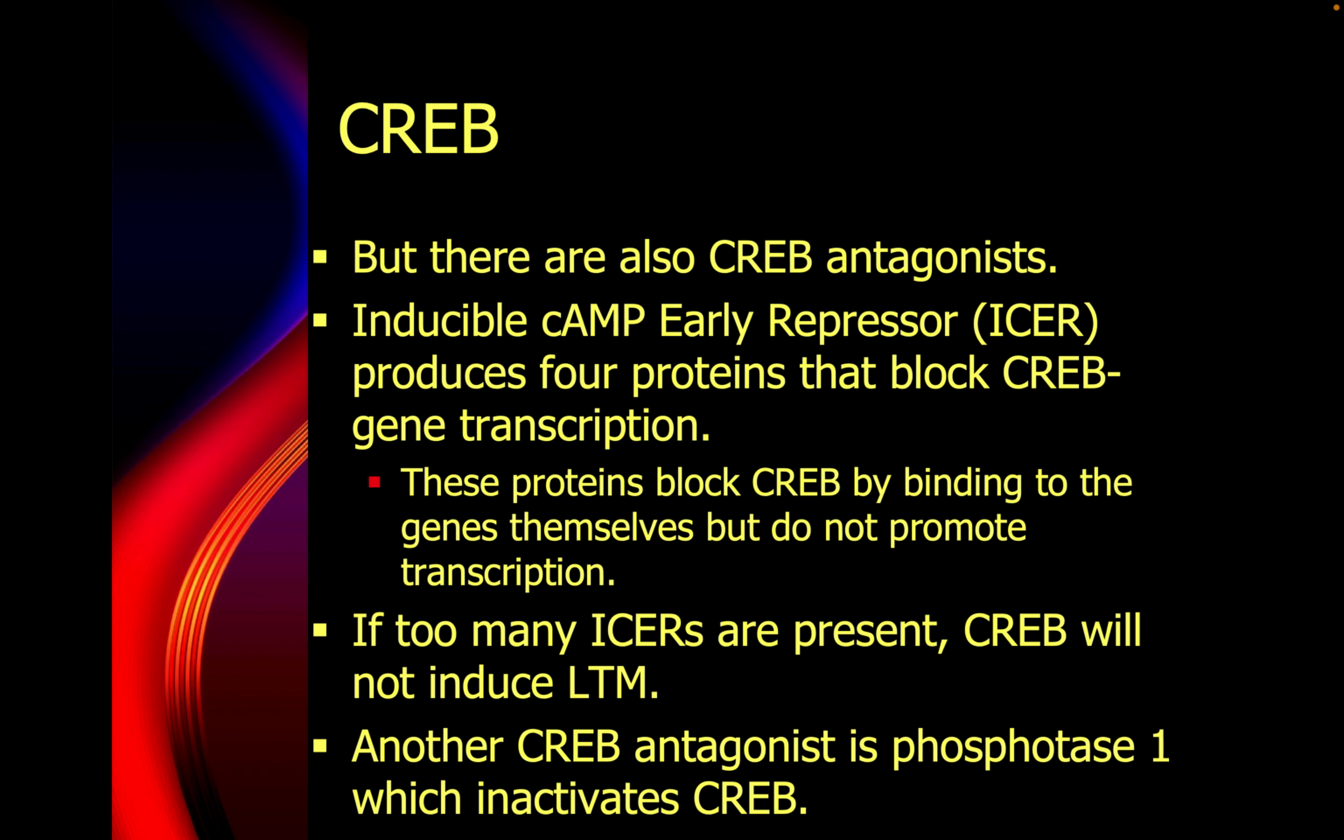Inducible cAMP early repressor, ICER, produces four proteins that block CREB gene transcription. These proteins block CREB by binding to the genes themselves, but do not promote transcription. If too many ICERs are present, CREB will not induce long-term memory. Another CREB antagonist is phosphatase 1, which inactivates CREB.